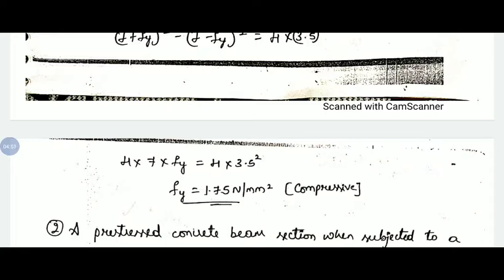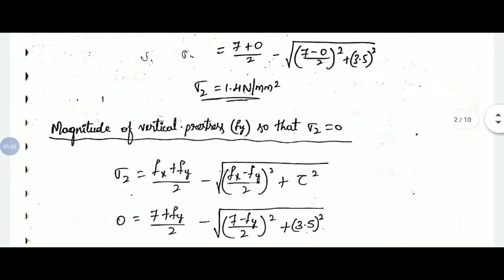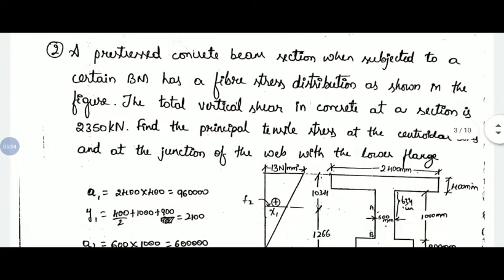So if we apply a vertical pre-stress of 1.75 Newton per mm square, then the principal tensile stress of 1.4 Newton per mm square will become 0.